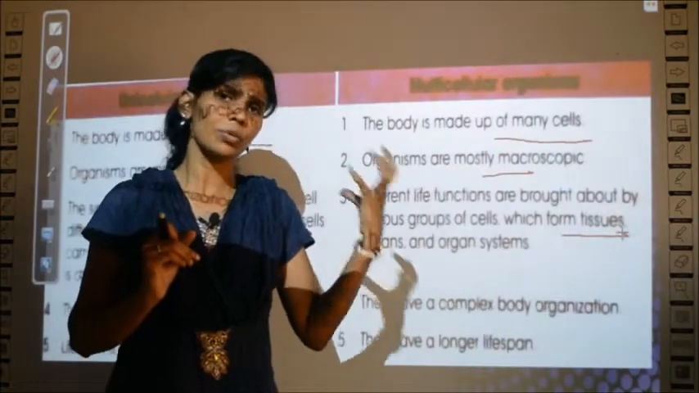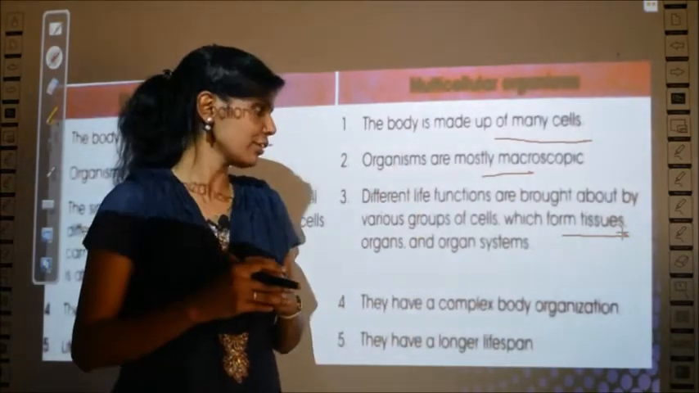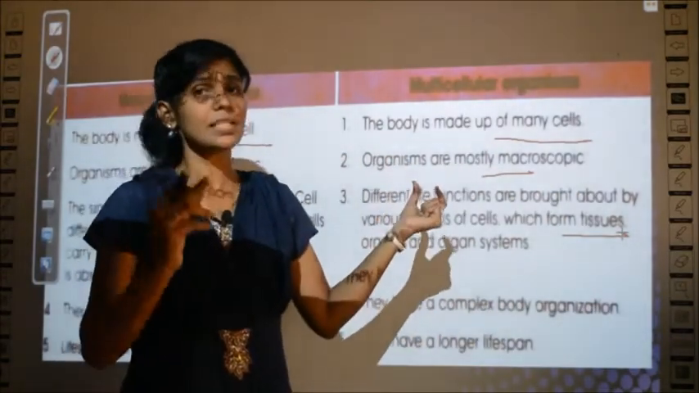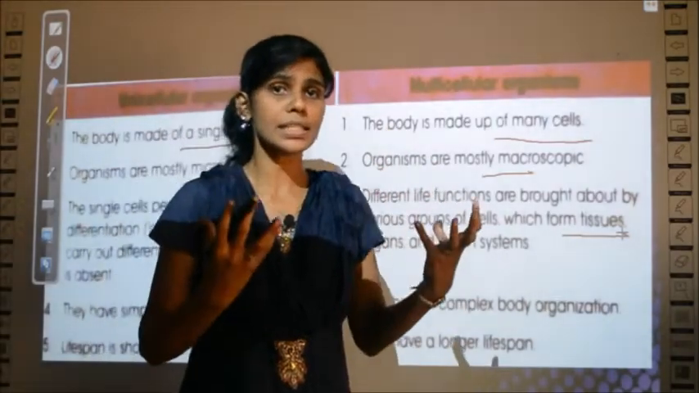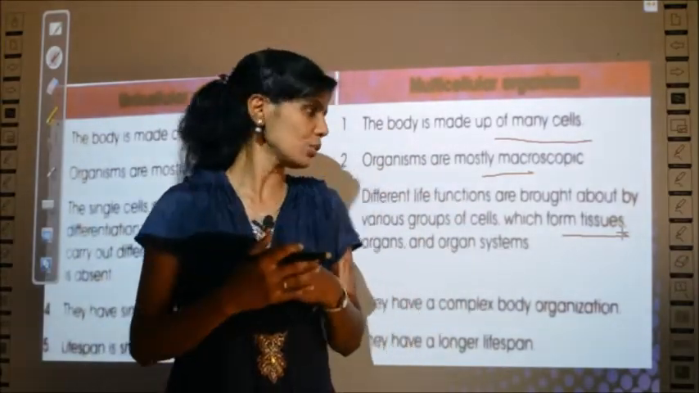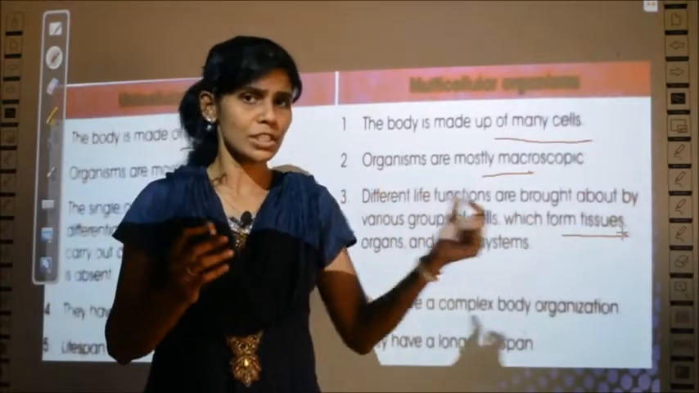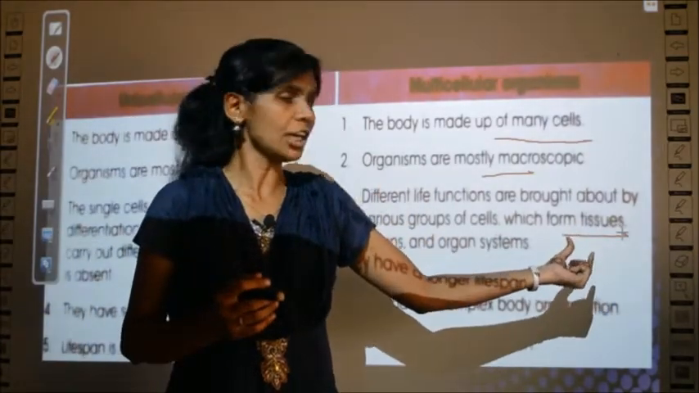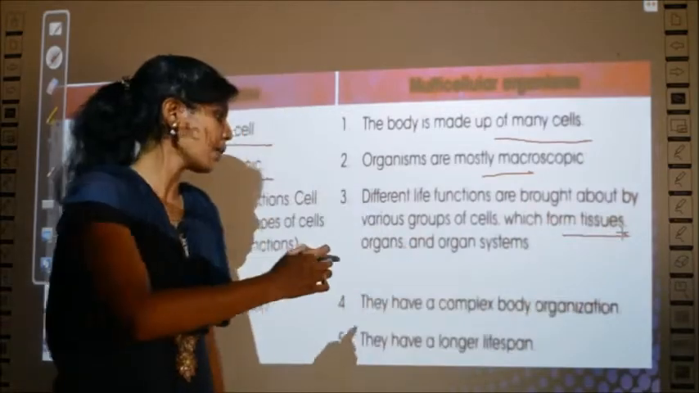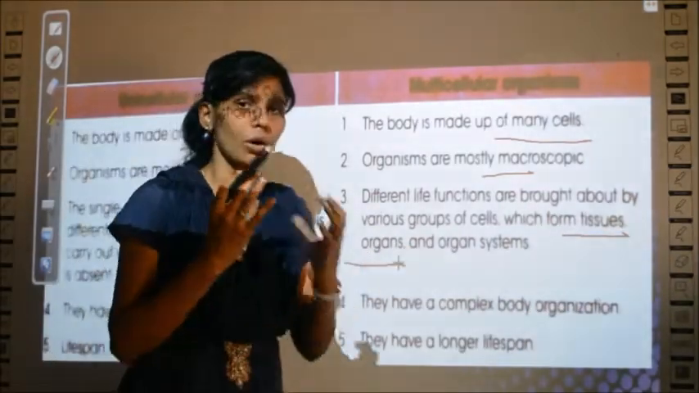Each group of tissue will have only one specific function. In a multicellular organism, there will be many cells, many tissues, and organs. What is an organ? A group of cells is called a tissue, no? Similarly, a group of tissues is called an organ. How is the organ formed?